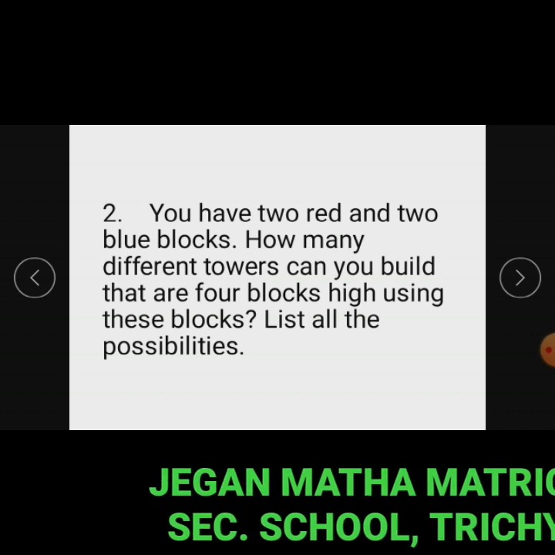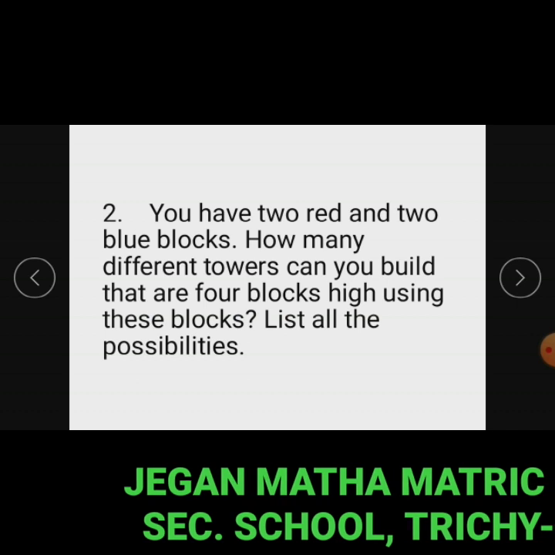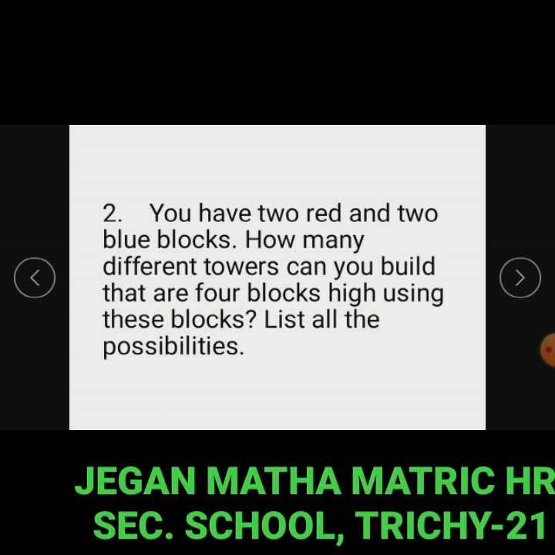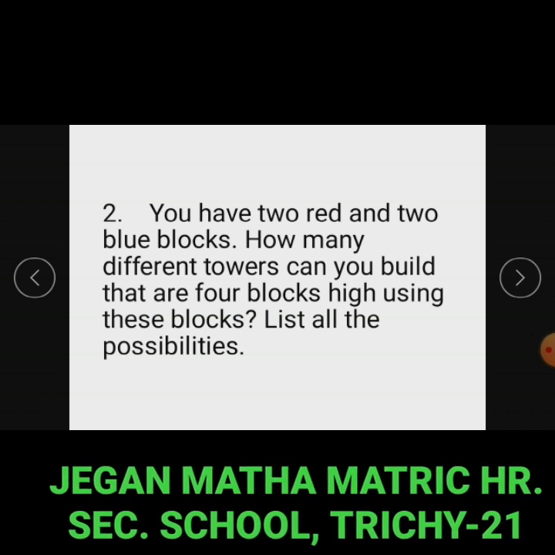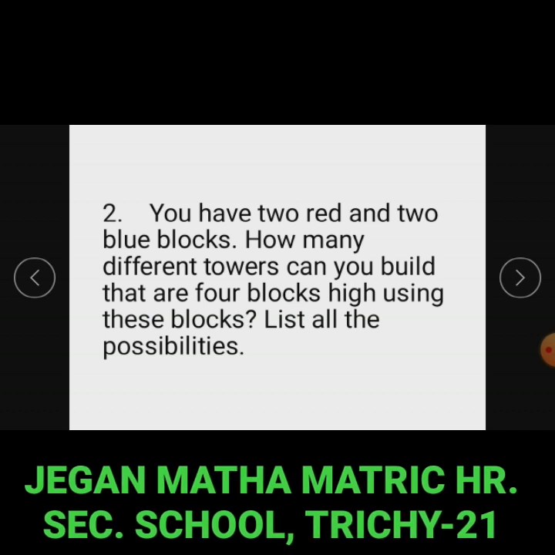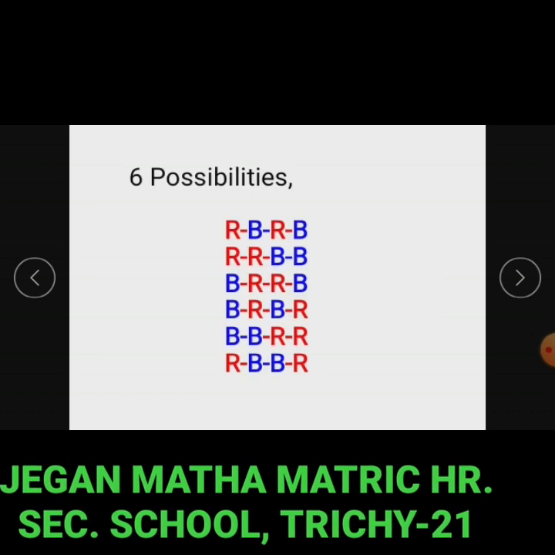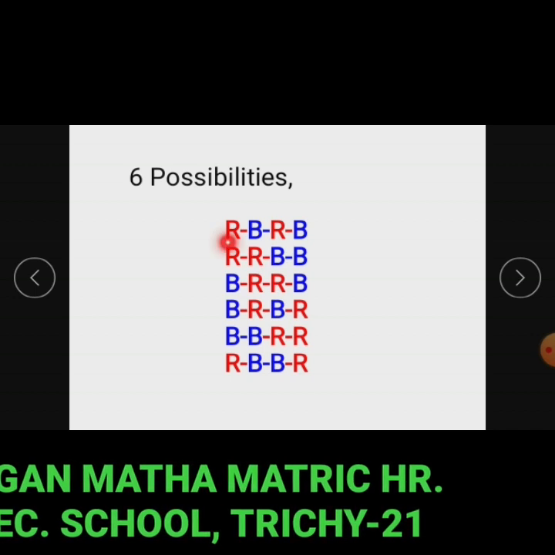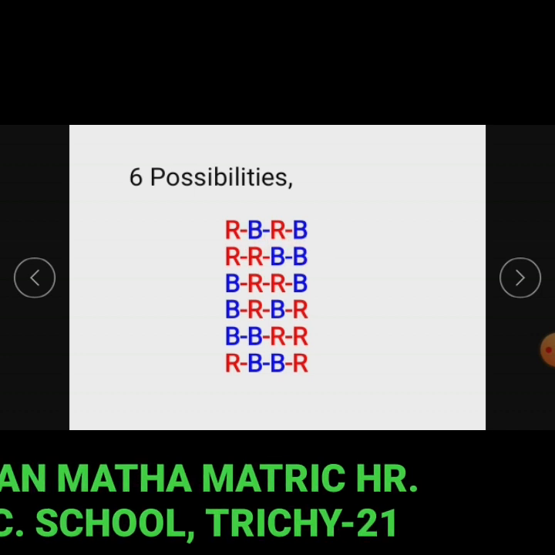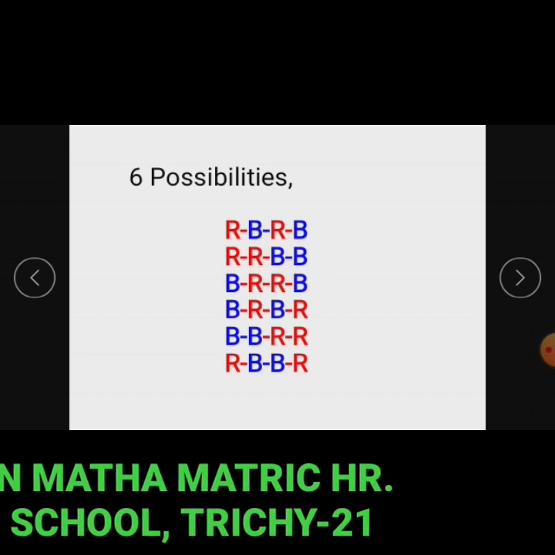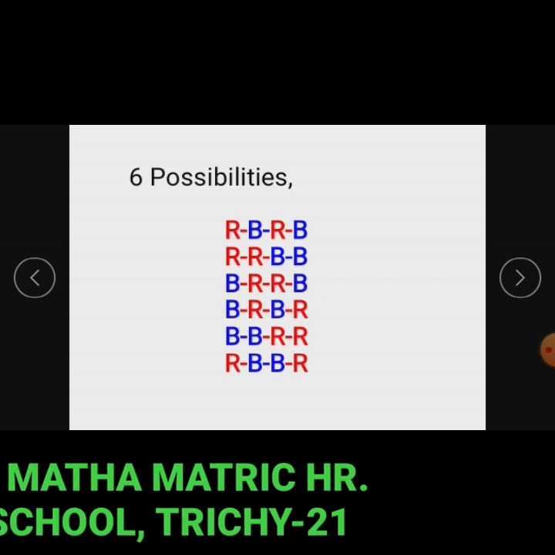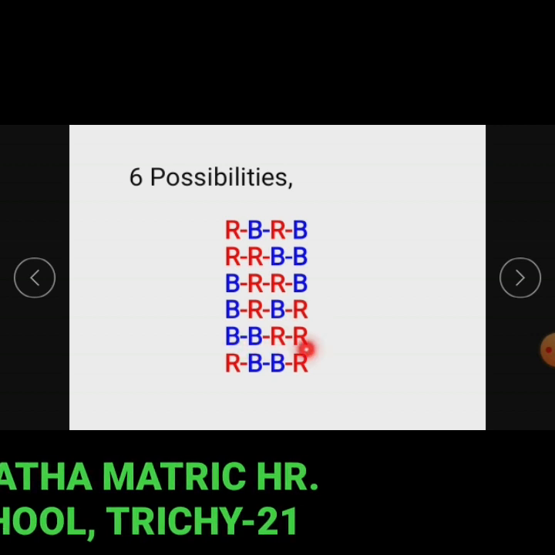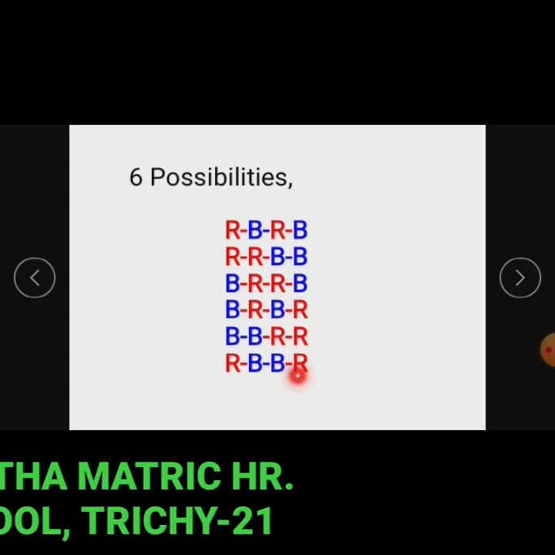Question number 2. You have 2 red and 2 blue blocks. How many different towers can you build that are 4 blocks high using these blocks? List all the possibilities. We get 6 possibilities. They are red, blue, red, blue; red, red, blue, blue; blue, red, red, blue; blue, red, blue, red; blue, blue, red, red; red, blue, blue, red.